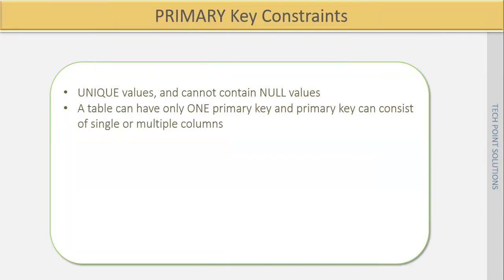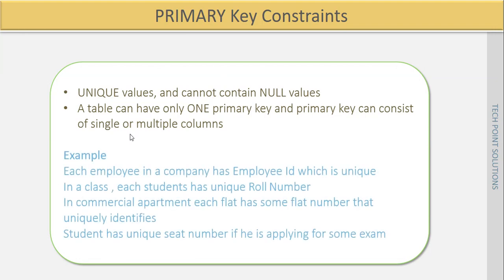Primary key constraint. A primary key contains unique values and cannot contain null values. A table can have only one primary key, and a primary key can consist of single or multiple columns. For example, each employee in a company has an employee ID which is unique. In a class, each student has a unique roll number. In a commercial apartment, each flat has a flat number that uniquely identifies it. A student has a unique seat number. So these are the cases where you can create a primary key.